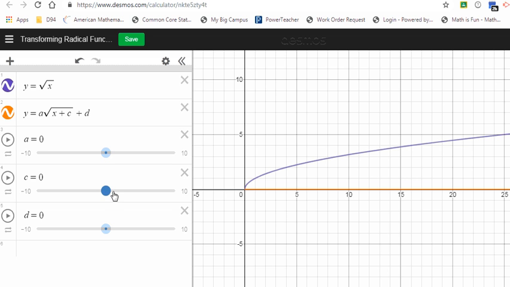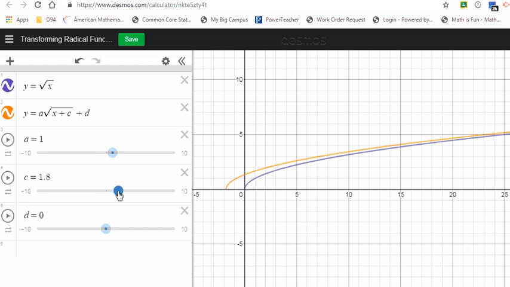Zero. All right, then I have my C slider, so let's see what happens when I move C. So I increase it. Oops, let me get a off of 0. Let me put it back at 1. Sorry about that. So it matches the original function so you could see it better.